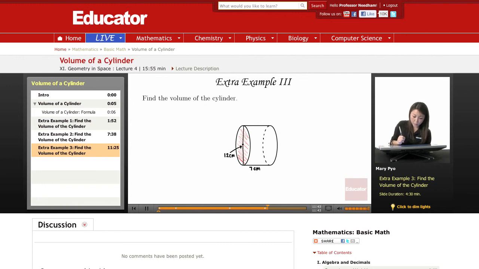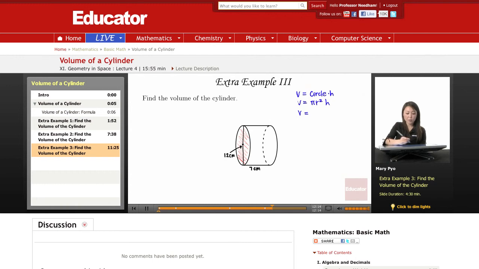Okay, so when we look for the area of the circle times the height, the circle pi r squared times the height, you always want to look for the base. This right here is not the height of the cylinder.